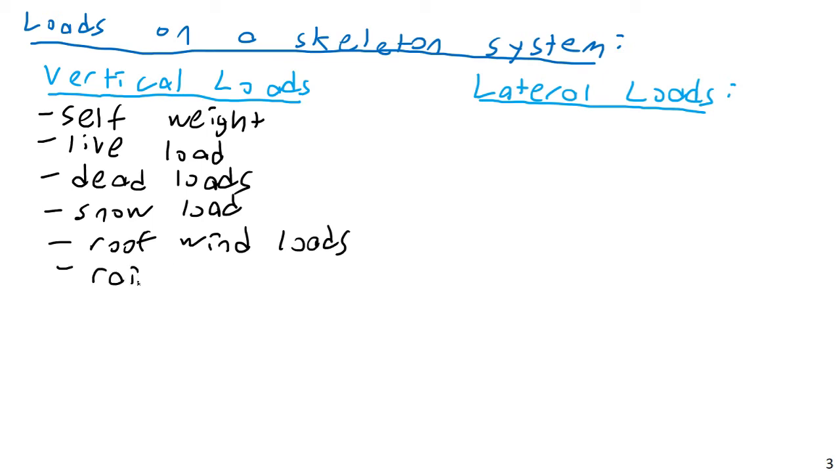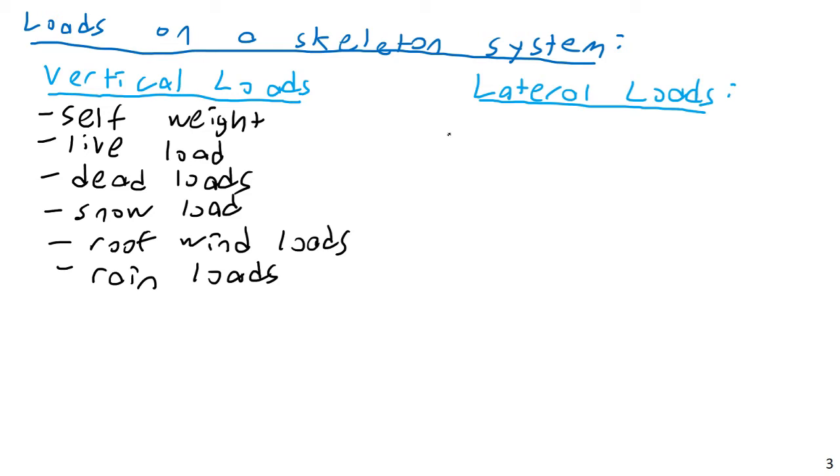Rain load, etc. Now, here in Houston, you're not going to see much snow load, but you're definitely going to see some rain loads, especially if you have a flat roof. If your building has a sloped roof, you're not going to have very much vertical load from rain. But if you have any kind of flat roof building, especially if you get any kind of ponding, then you can definitely have substantial vertical loads from rain loads.